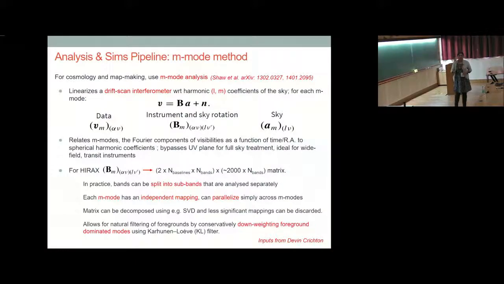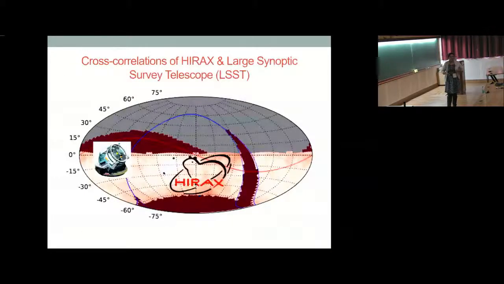The other interesting thing about the M mode analysis is analyzing the foregrounds. So you can actually downgrade the foreground dominated modes using something known as the KL transform, KL filter. And this has also been used in CMB in EB separation, CMB polarization.